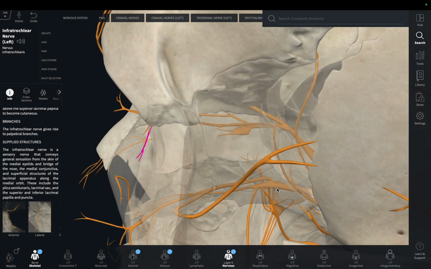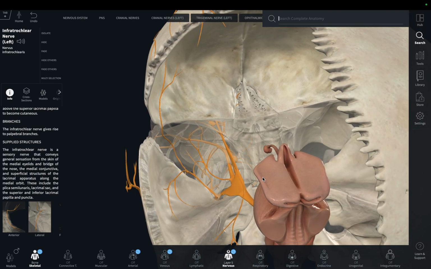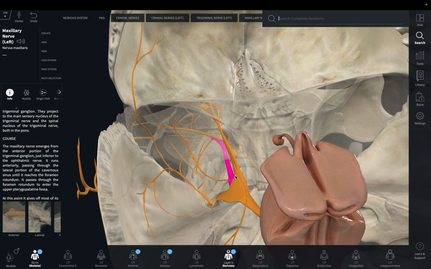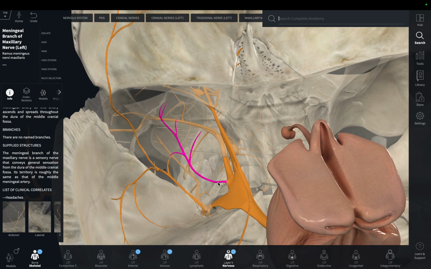Next, we'll go through the maxillary nerve. Here, the maxillary nerve has 5 main branches. Before it exits the skull, it gives off the meningeal branch, which supplies general sensation from the dura of the middle cranial fossa.